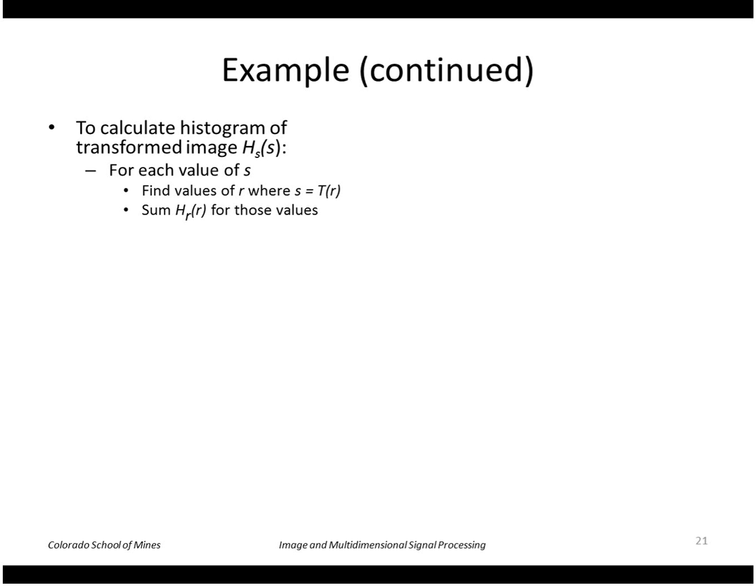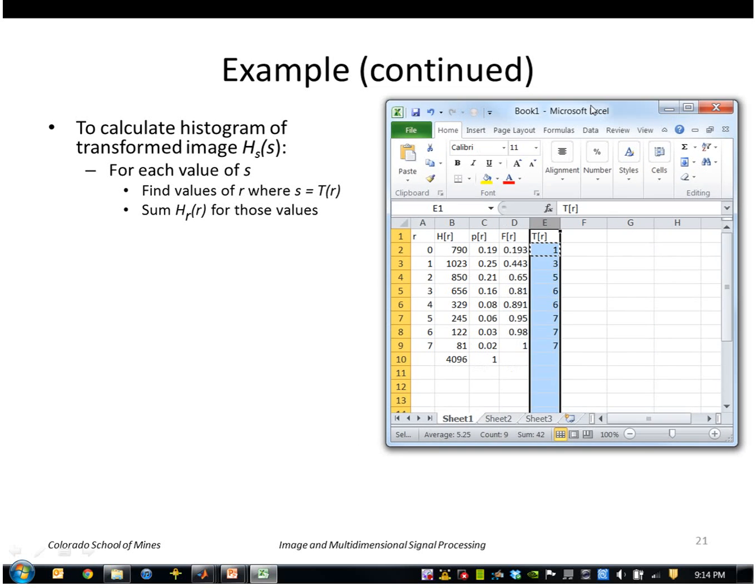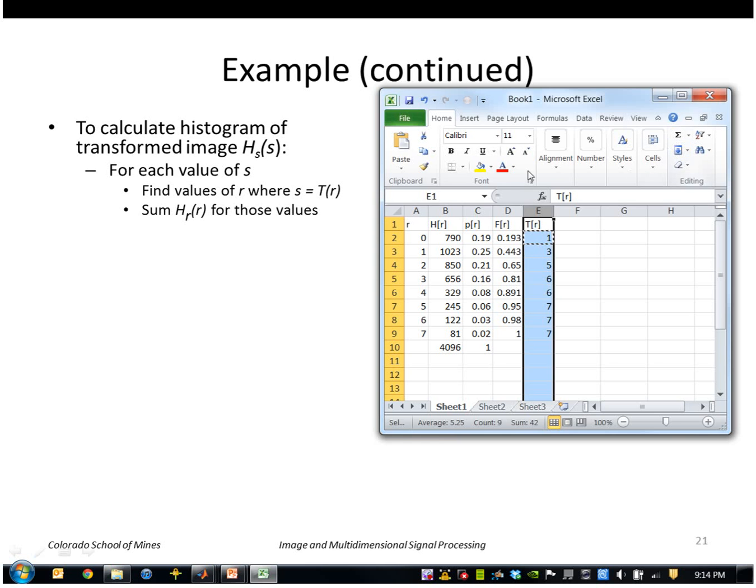Let's go ahead and calculate the histogram of the output image. Even though I haven't really applied it to an output image, I can still calculate its histogram. So what I'm going to do here is take all possible values of S. For example, for values of S where S is equal to 1, those came from input values, looking at this table, where the R was 0. So R of 0 mapped to an S of 1. And I had 790 values of those. So I should see in my output histogram 790 for that value.